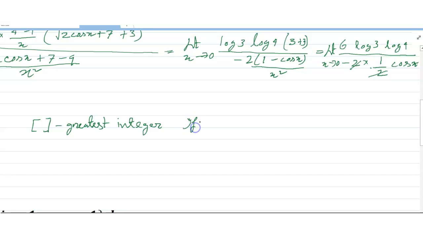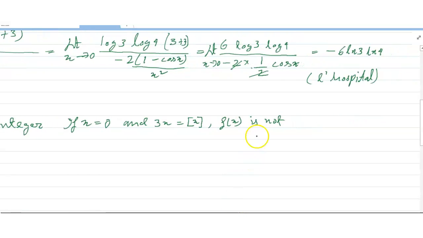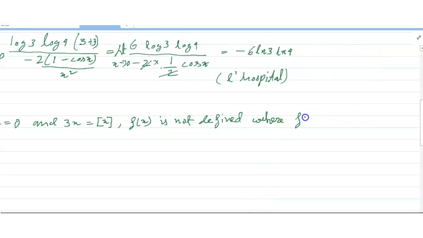if x equals 0 and 3x is equal to box x, then f(x) is not defined, where f(x) equals 2 into box x divided by 3x minus box x.